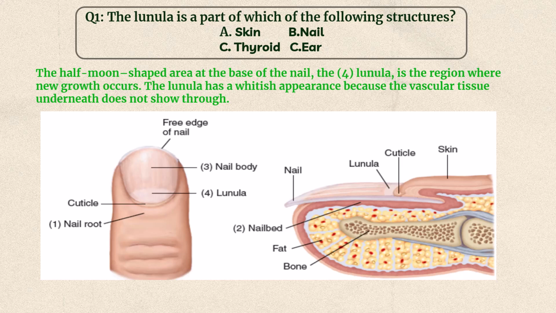Yeah, if you know the anatomy, this question will be very easy for you. So the lunula is the part of the nail. You can see the number 4 here. This part is the lunula. So this is the half moon shaped area at the base of the nail. The lunula, this is number 4.